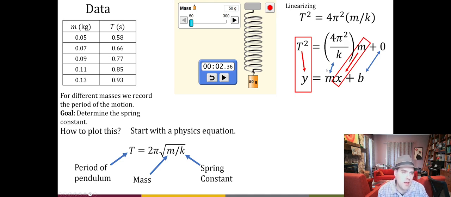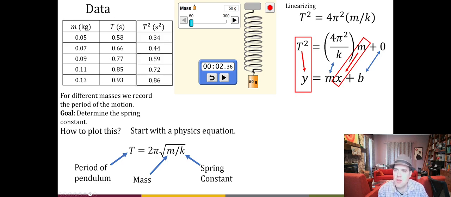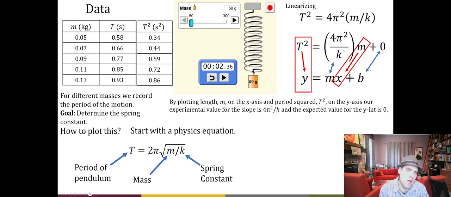Now, if you notice, we don't have T squared data. All we have is period data. This is our measured data. And that's okay. We just need to make a new table of data where we square each of those period terms, because this is what we're plotting. We're not plotting mass versus period. We're plotting mass versus period squared. And then when we do that, our slope value is 4 pi squared over k, and our y-intercept value is 0.